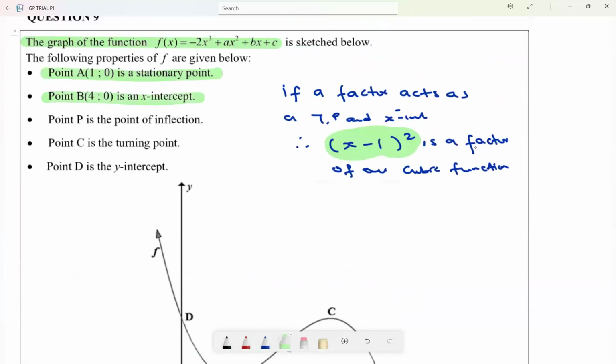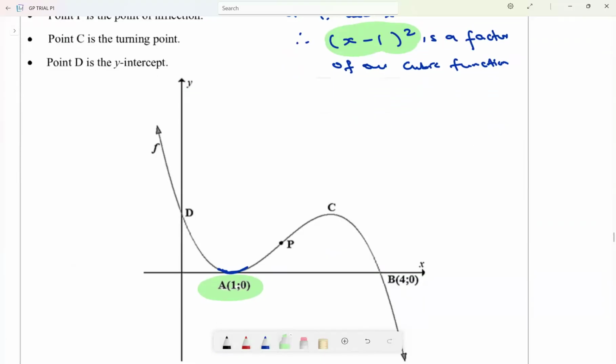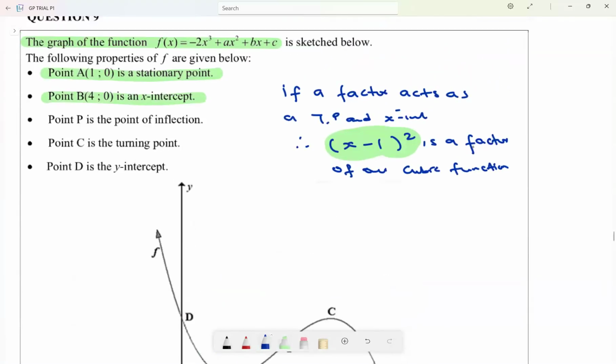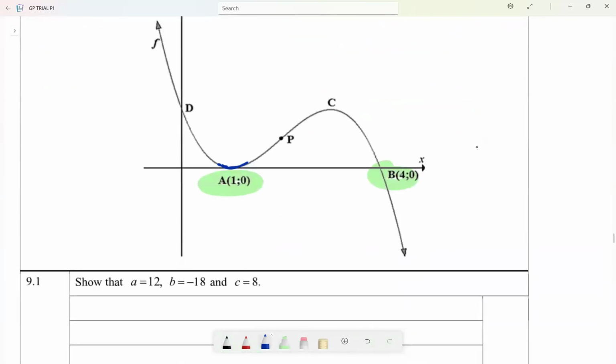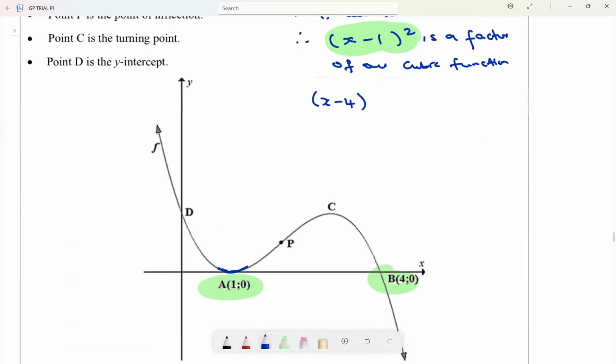B with those coordinates is an x-intercept, so we have another x-intercept. x minus 4, if this is positive 4, it means x minus 4 is a factor. Okay, so we now have two factors and they are enough.